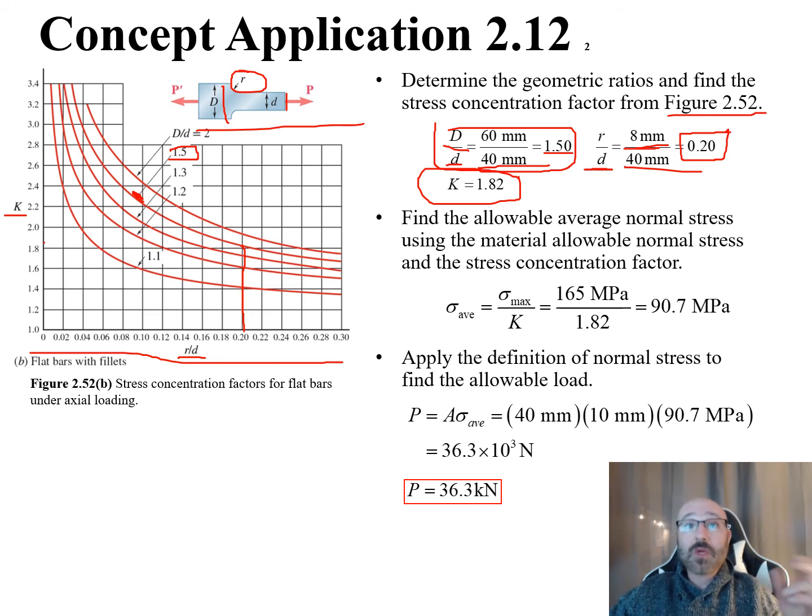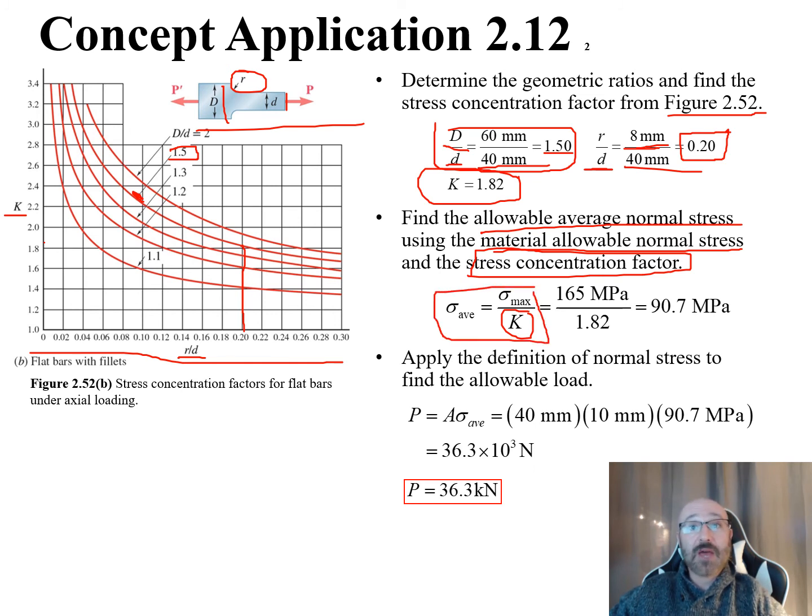So now from there, what we can do is find the allowable average normal stress using the material allowable normal stress and the stress concentration factor. We just solved for that stress concentration factor, so we have our K value right there. Now they already told us in the problem statement that our sigma max is 165. So we have this relationship here. We can say the sigma average is equal to our sigma max over our K value. Plugging in our known values, 165 megapascals divided by 1.82 gives us our sigma average of 90.7 megapascals. So this is our allowable average normal stress.